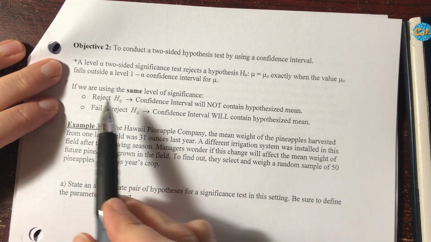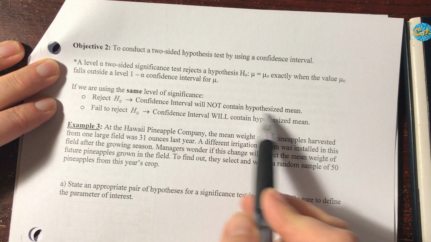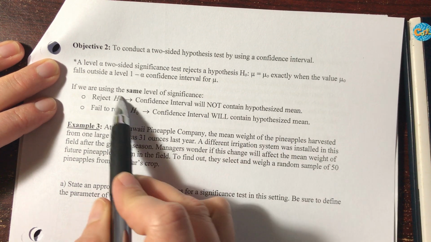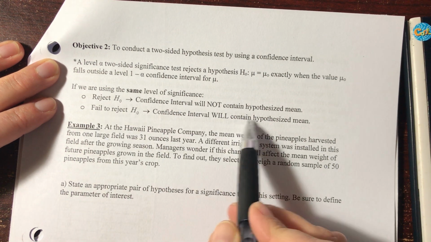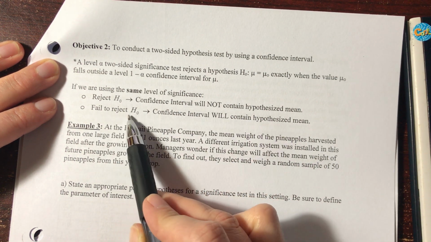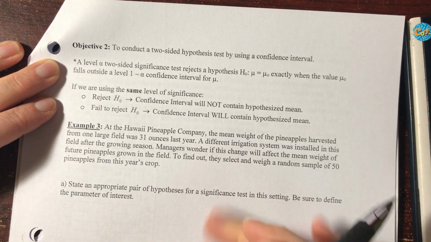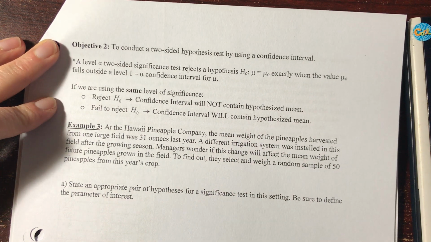If our confidence interval does not contain the hypothesized mean from the null and alternate hypothesis, then we're going to wind up with the conclusion of reject your null hypothesis. If it does contain the mean, then you would fail to reject the null hypothesis. Again, these have to be equal, not equal. It has to be a two-tailed test in order for this to work.